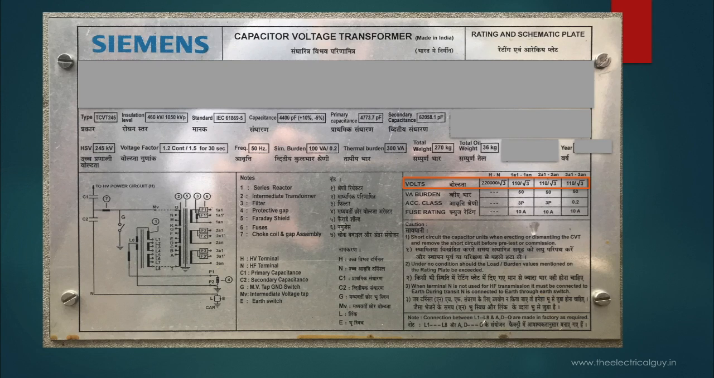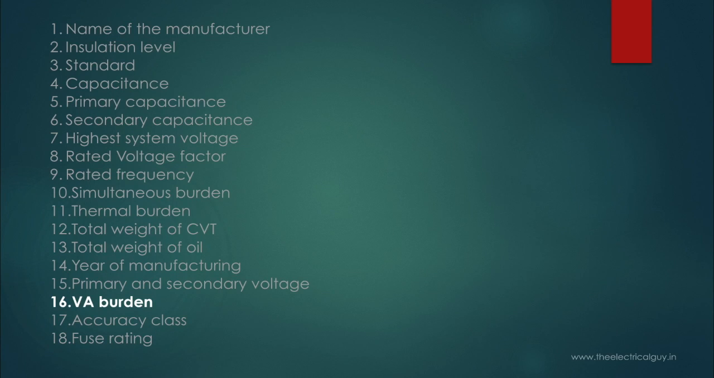The CVT has 3 different windings and hence you can see secondary voltage is mentioned 3 times, which indicates 3 different windings. As per IEC, 100 volt by root 3 or 110 volt by root 3 are the standard values of secondary voltages. Next is VA burden.